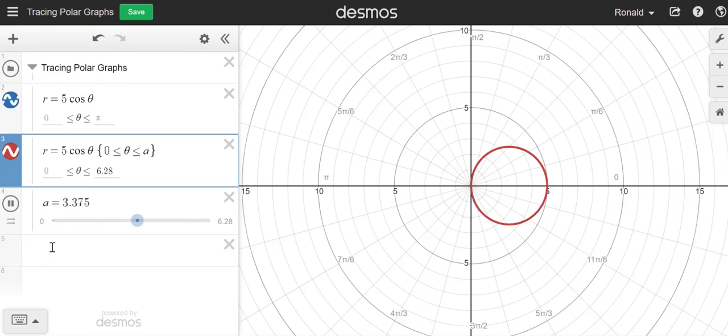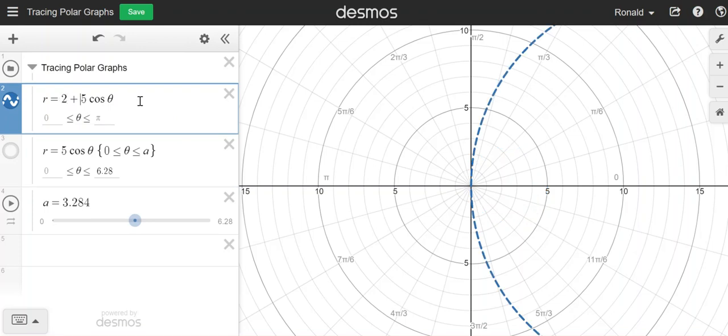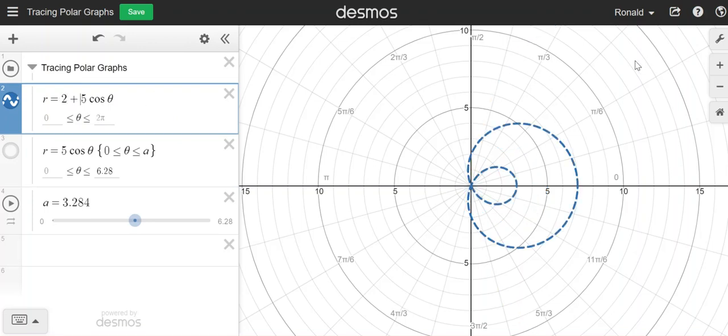Now, the tracing is just fun to watch. It can be useful when you're trying to identify the boundaries of your integration. But for now, let's just take a look at some different curves with the dashed line. What happens if we add something to this? If I do 2 plus, all right, now we have a limacon. This is a typical limacon. You have a limacon because the 5 is greater than the 2.